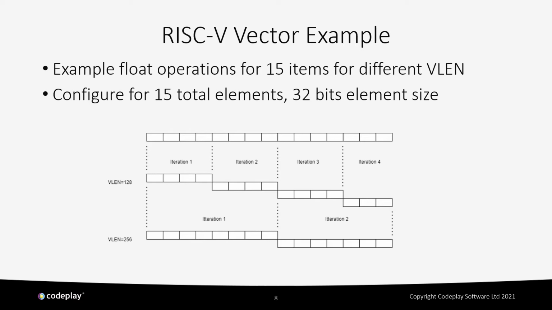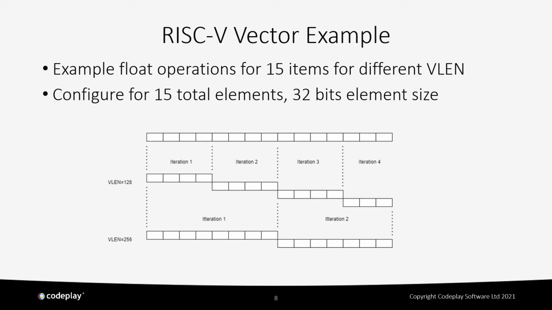As previously mentioned, vector registers are defined as being of vlen bits wide. We will now consider how the same operation may work for different vlen sizes. So in the following example, we have an operation for 15 items. So we configure for this to say that we want a total of 15 elements of 32-bit element size.